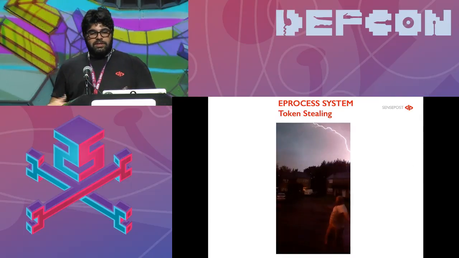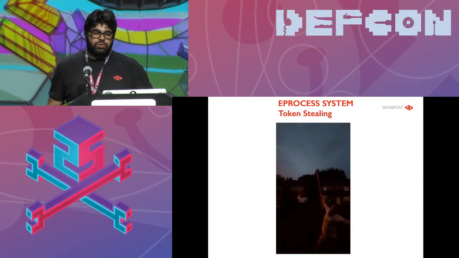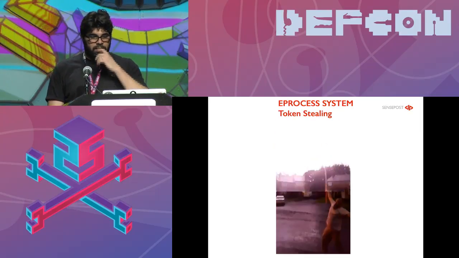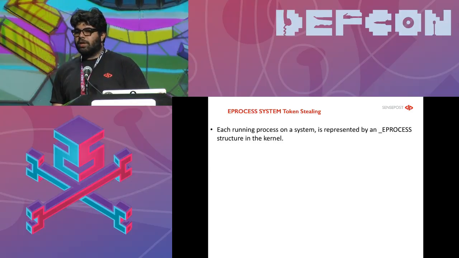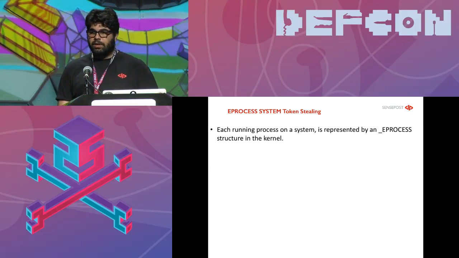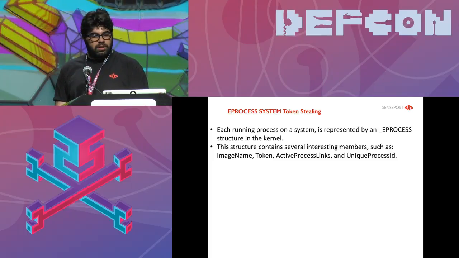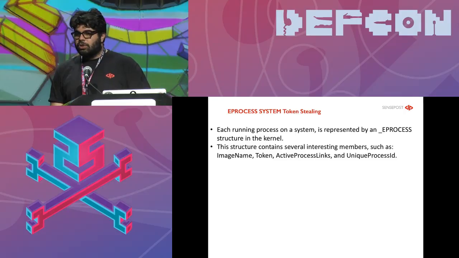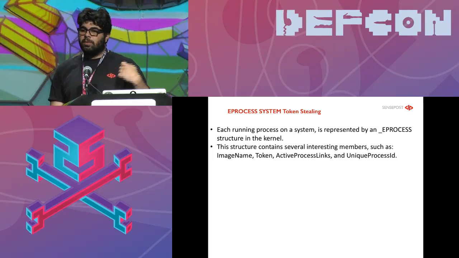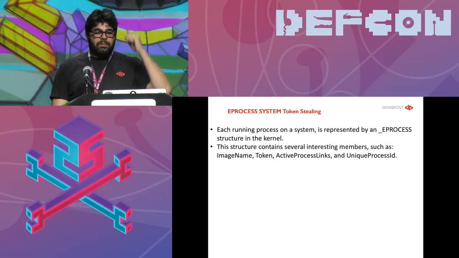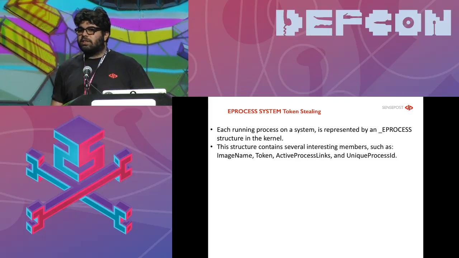Now, we need to move on to the next step of exploitation. What we need to do is try to steal the system EPROCESS token. Each process that is running on your system is represented by an EPROCESS structure in kernel memory. This structure contains very interesting members. It contains a member such as an image name, which is the EXE name, and it contains a token. The token is the most interesting part of it, since this token represents the security permission that this process has. Also, it has a member that is the ActiveProcessLinks, which is a doubly linked list pointing to the next EPROCESS entry in kernel memory, and the UniqueProcessId, which is the PID of the current process.